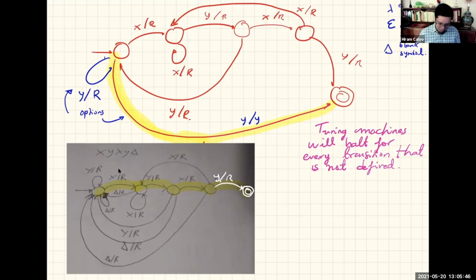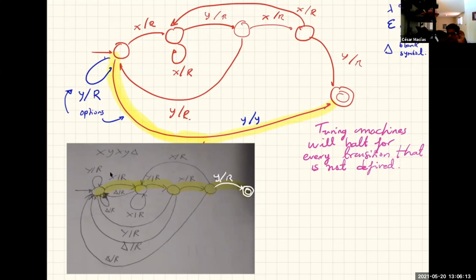Also, this is very important: for whatever is not defined, we just go to the halt state. And also there is no moving to the right. We just read something and leave it as it is and then halt. This is very important, so please remember it. Okay, so we have solved several exercises. Do you have a question on this part?